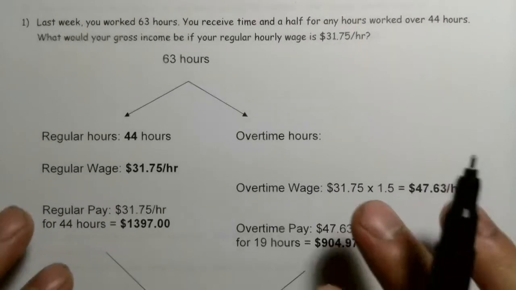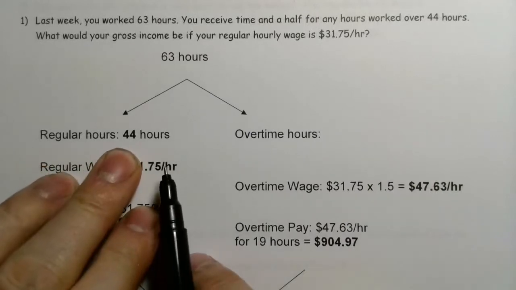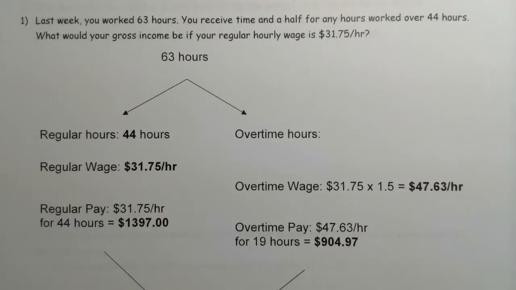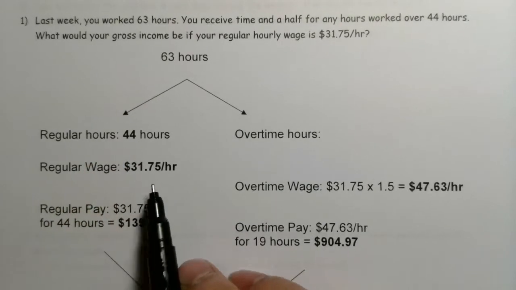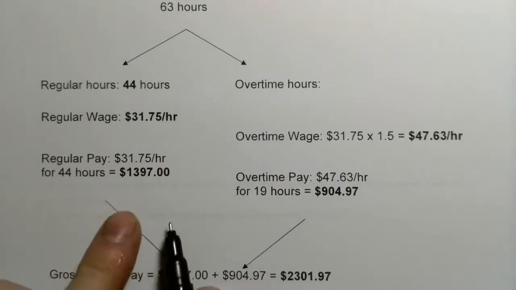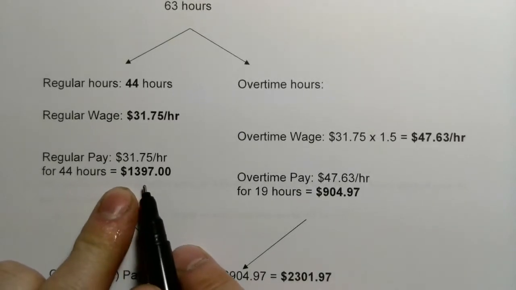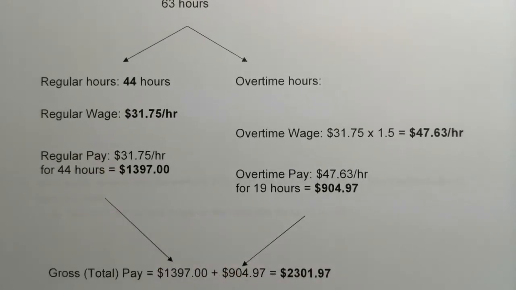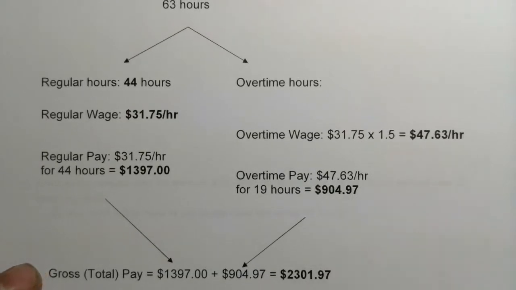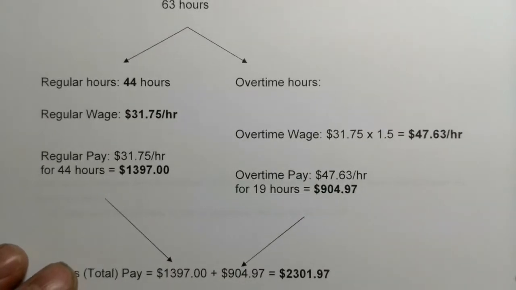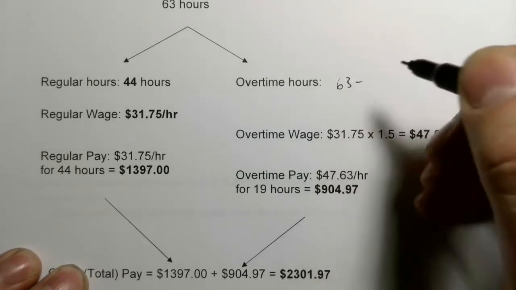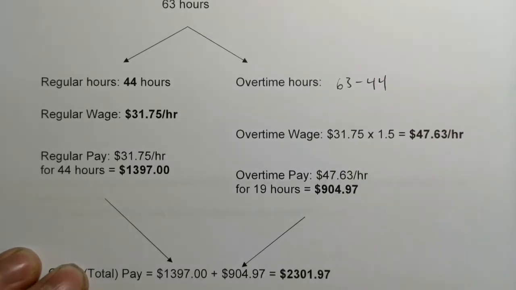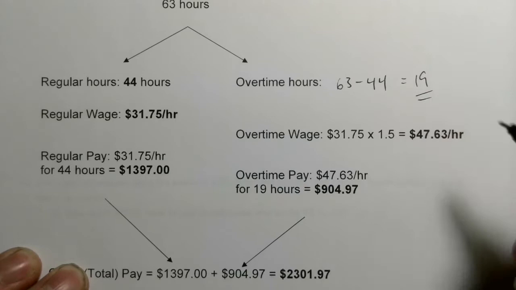Well, for 63 hours, 44 hours of which are considered regular time, what we've got to do is take those 44 hours and multiply by 31.75, and we're going to get $1,397. So that's how much we would get paid for regular time. Our overtime hours we get by going 63 minus 44, which gives us 19. So there are 19 overtime hours here.